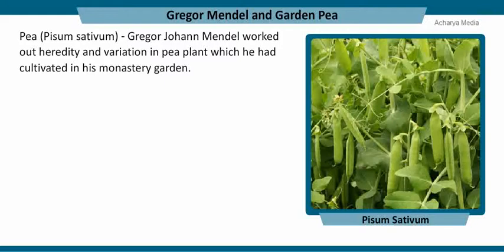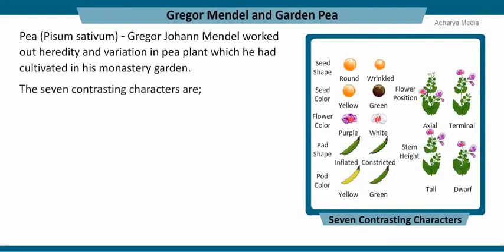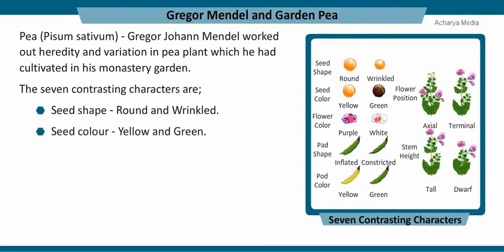Mendel was curious to get the results of crossing various traits. He chose 7 contrasting characters for his study and worked out continuously on that. The 7 contrasting characters were as follows. Shape of the seed with 2 contrasting characters such as round and wrinkled. Color of the seed with 2 contrasting characters such as yellow and green. Color of the flower with 2 contrasting characters such as violet and white.